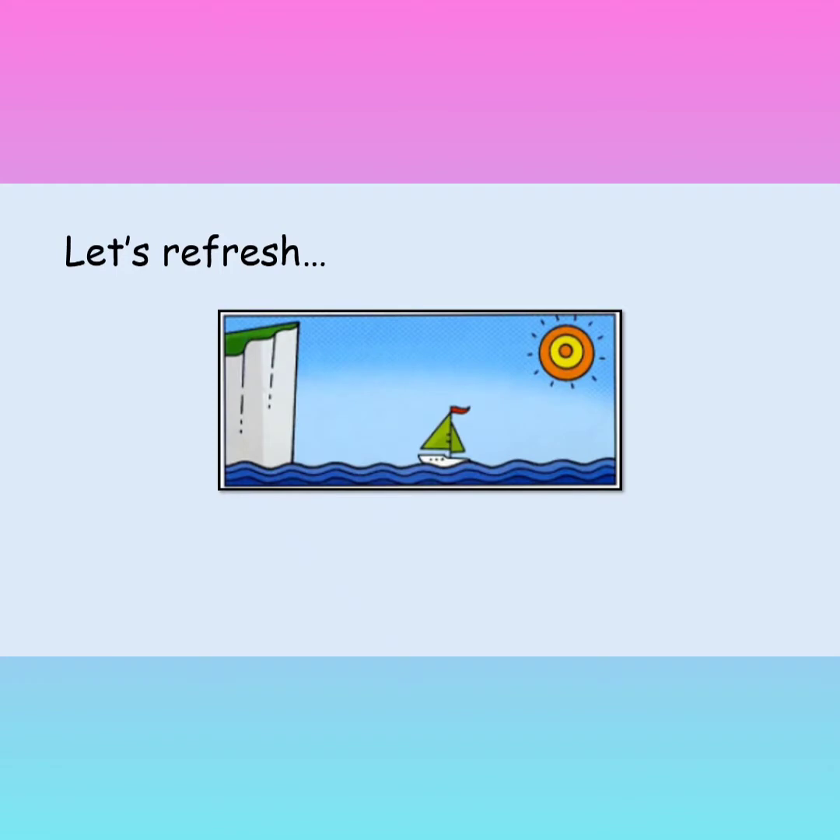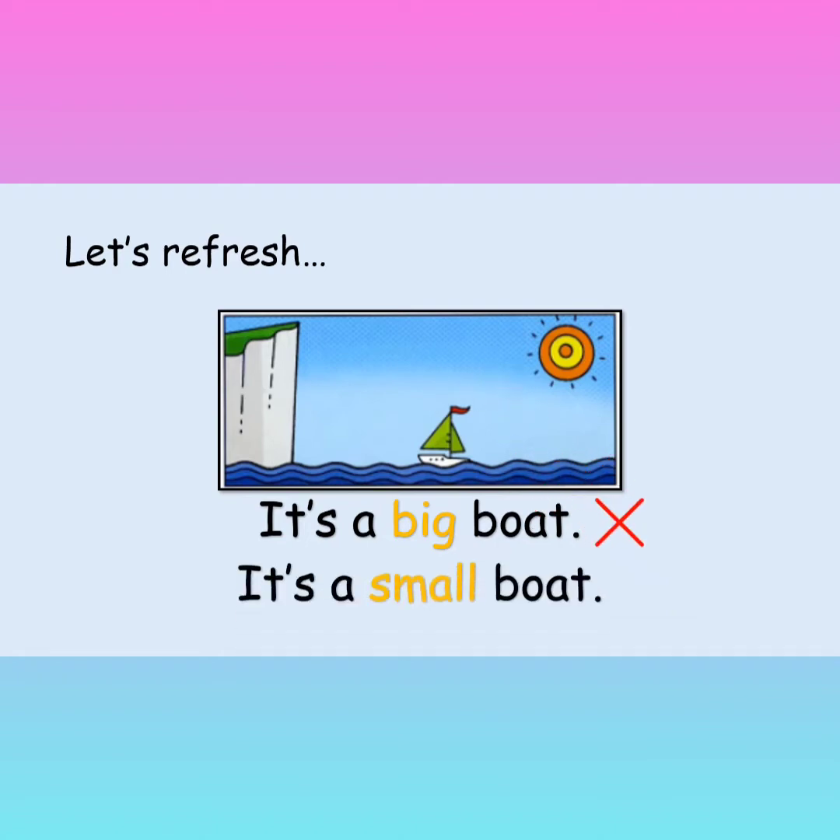What's this? It's a boat. How do you spell boat? B-O-A-T. It's a big boat. Is it correct? No. It's a small boat.